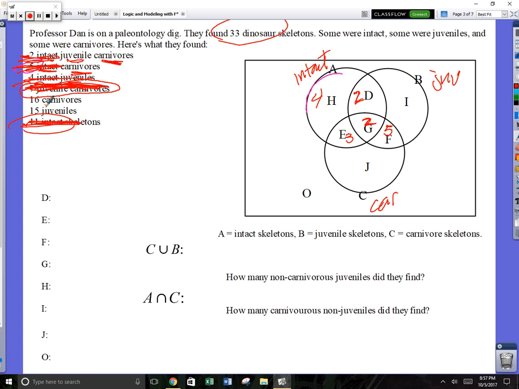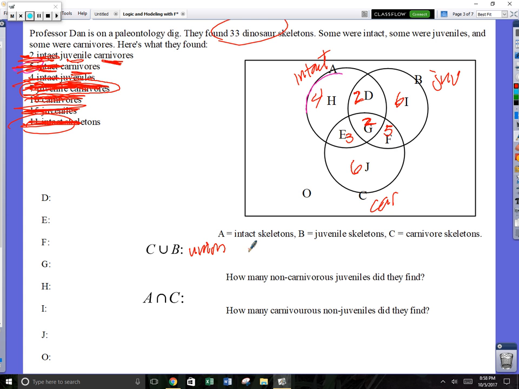So now 16 carnivores. I've already got 5, 6, 7, 8, 9, 10, so that must mean region J has 6 people living in there. 15 juveniles, 5, 6, 7, 8, 9. So that means I got 6 in region I. Okay, now, so the union.